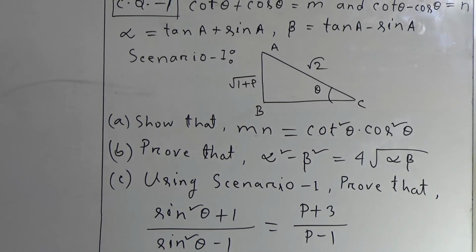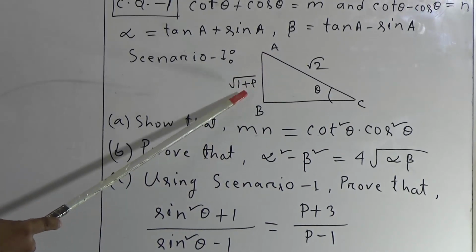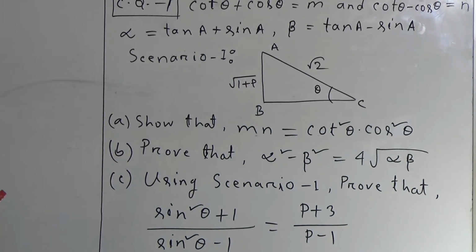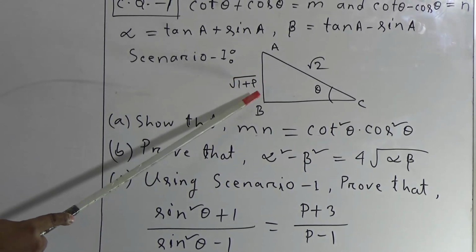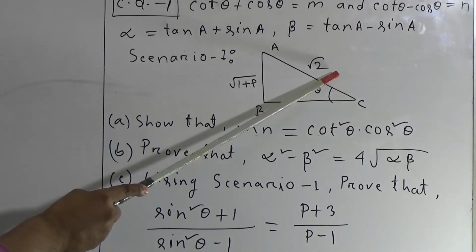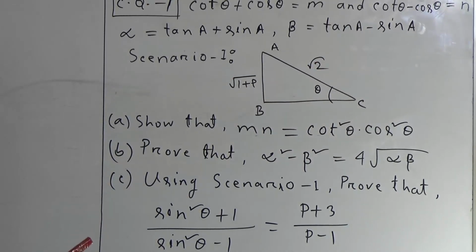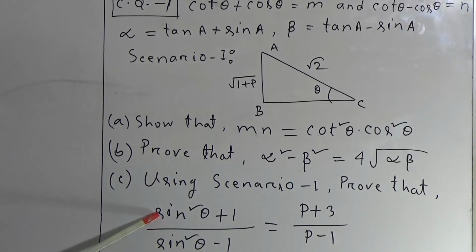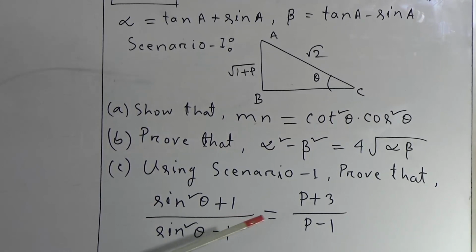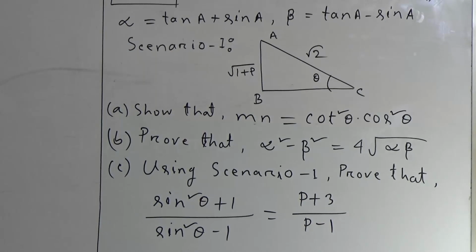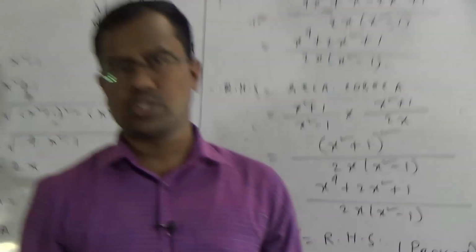Dear students, here the hypotenuse and opposite side are given, and you know that sin theta equal to opposite side divided by hypotenuse. That means the value of sin theta will be root over 1 plus p divided by root over 2. Then from that you can easily find out the value of sin square theta, and putting the value of sin square theta in the left hand side, you can easily prove that the left hand side equals p plus 3 divided by p minus 1. Dear students, I hope you will be able to do your SW properly.